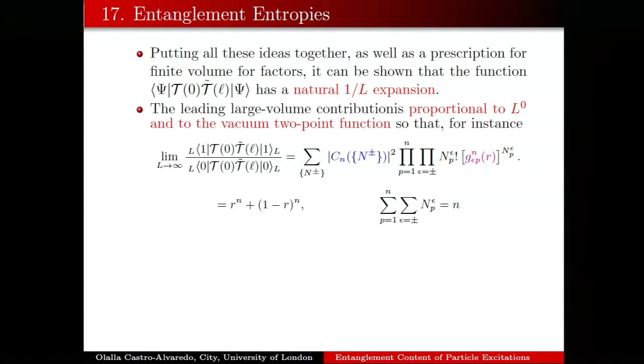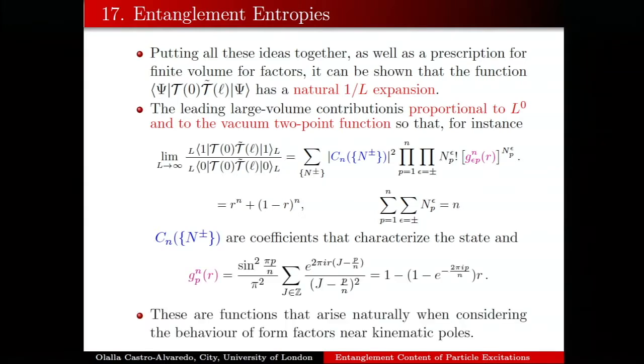And what are these things? Well, these C's in there are coefficients that characterize the state written in this special basis where the twist field acts diagonally, okay? And these G's are some functions of this variable R. These functions are very, very important. They turn out to have two expressions like this, and they emerge naturally in this computation.